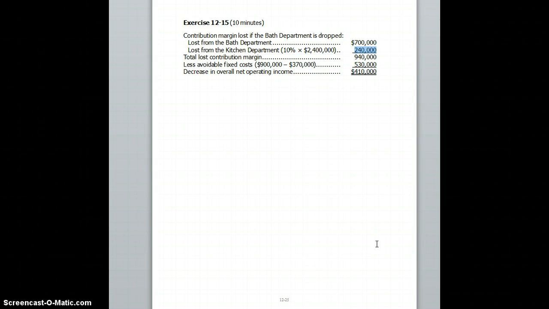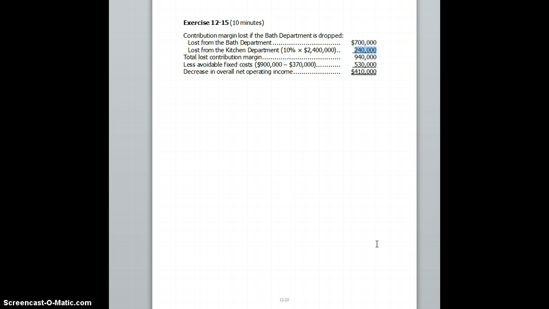We will now discuss the solution to exercise 1215. 1215 is another problem in deciding whether or not to drop or retain a segment. In this problem we have Boyle's Home Center, a retailing company which has two departments, a bath department and a kitchen department. On page 563 we have the contribution format income statements on a monthly basis for each of the bath department, the kitchen department, and the total store.